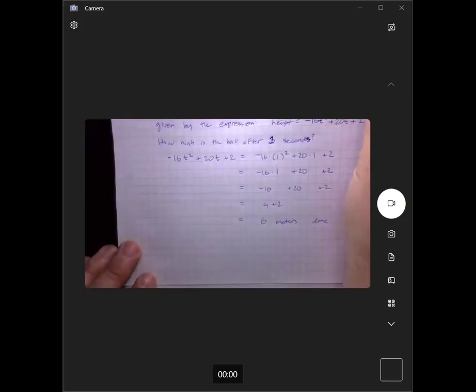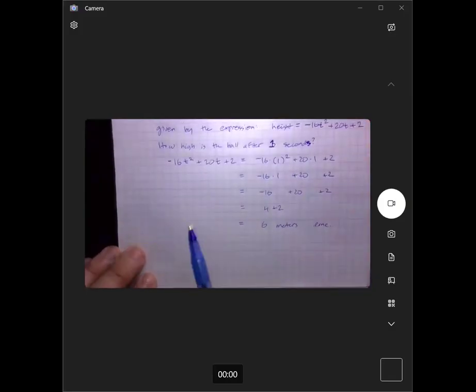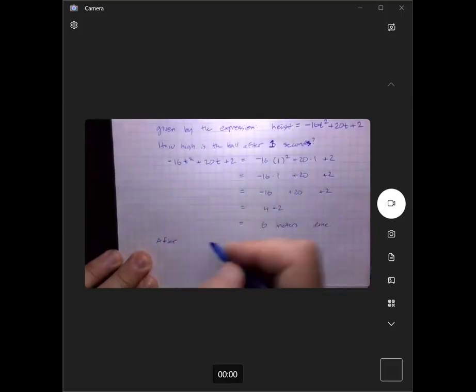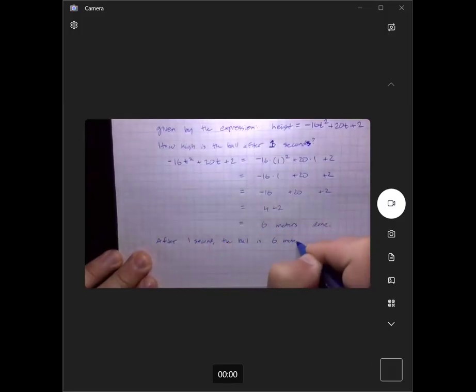And often when we start with a word question, the expectation is we're going to end with a sentence that incorporates our mathematical understanding. After 1 second, the ball is 6 meters high.